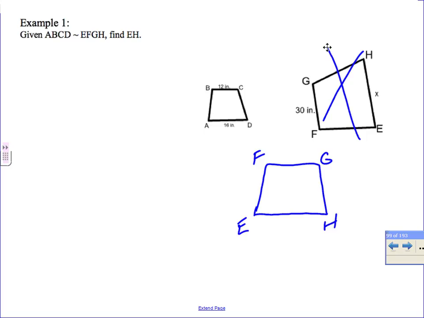Remember, make sure you're going either clockwise or counterclockwise. Don't skip around when you're labeling. FG is 30 inches. EH is x. So we need to find EH. So I want you to set up a proportion. What's one proportion that we can use to find x? Annalise, what's one proportion?